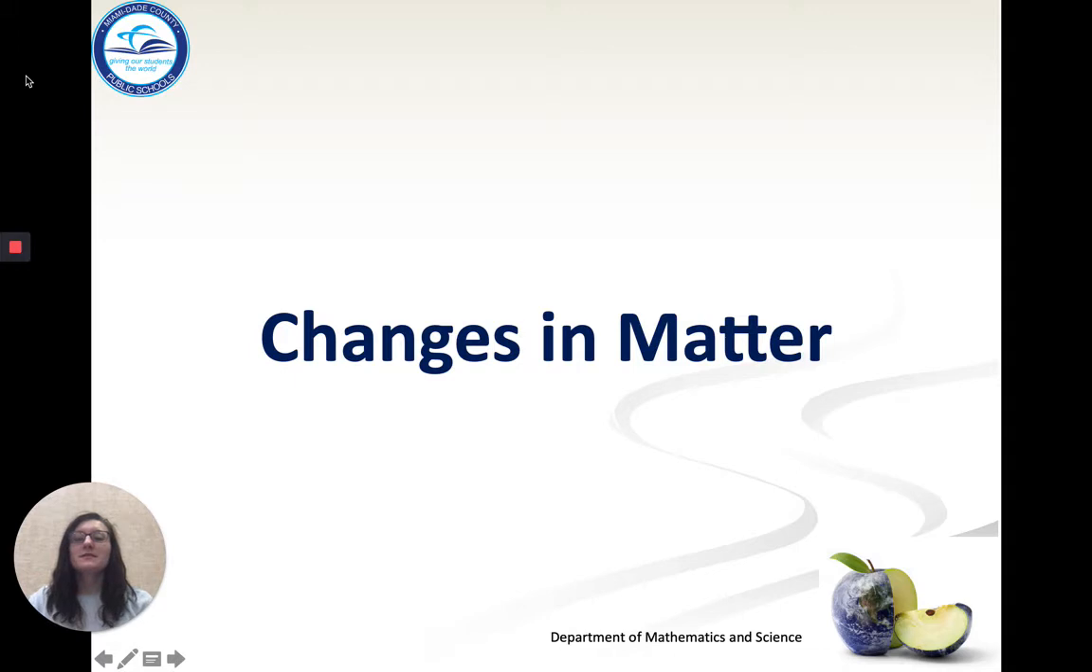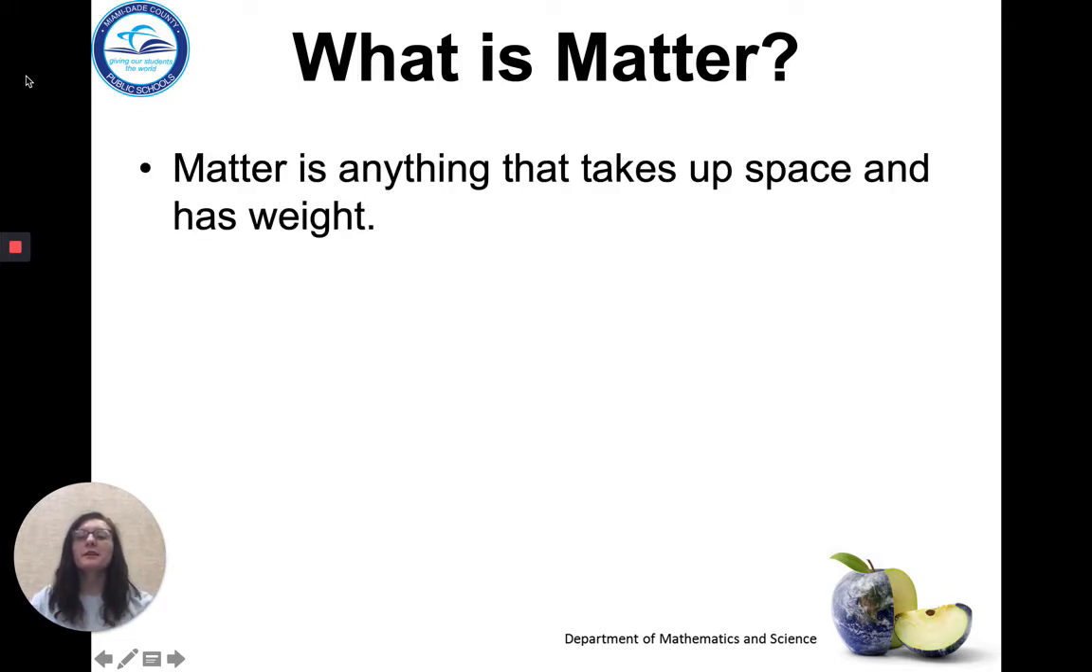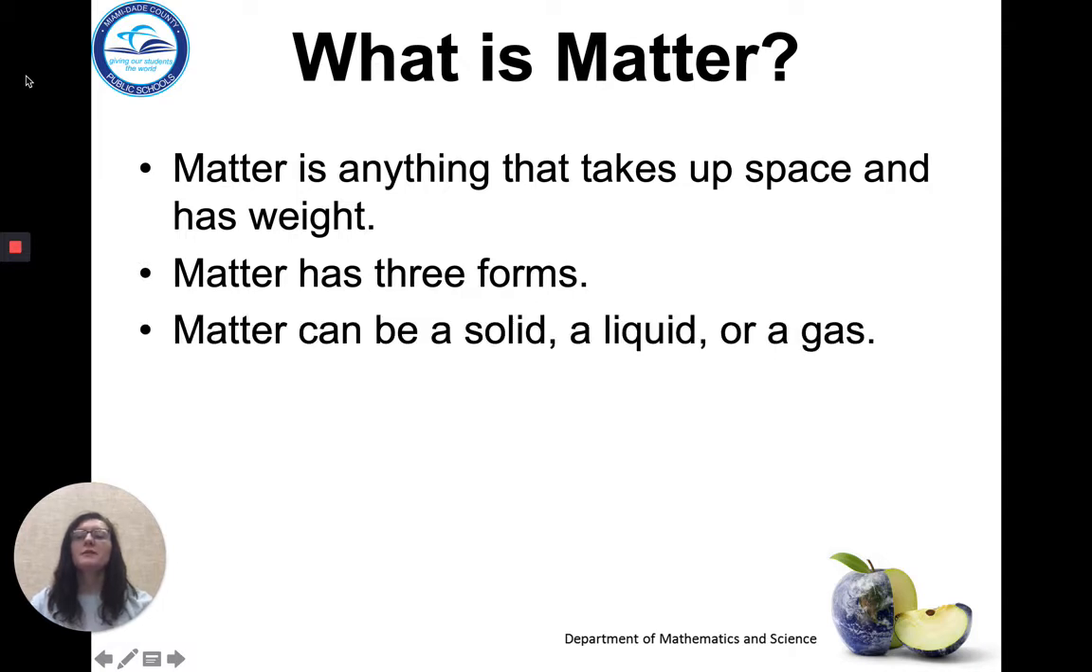Right, good morning, students. So last week we talked about the different states of matter, and today we are going to get into how these different types of states can change. So first off, let's just quickly review what matter is. Remember, matter is anything that takes up space and also has weight to it. Matter has three forms. We talked about that matter can be a solid, a liquid, or a gas, and that it can change into any of these three forms.